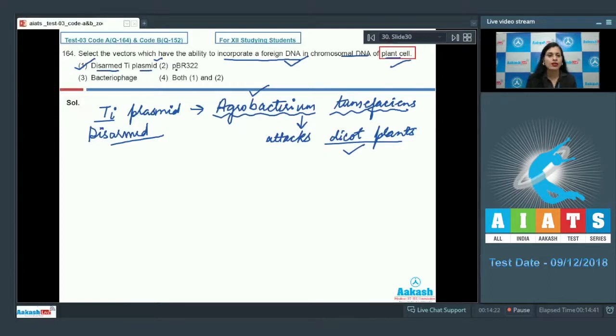Let's discuss other options also. Second option is pBR322. It's an extrachromosomal autonomously replicating DNA which generally doesn't incorporate into the chromosomal DNA of host cell. So this is an incorrect option. The third option is bacteriophage. Bacteriophage is a virus that infects bacteria and not plant cells. So this is an incorrect option. And option number 4 is also an incorrect option. So the correct answer for this question is option number 1. Let's proceed to the next question.